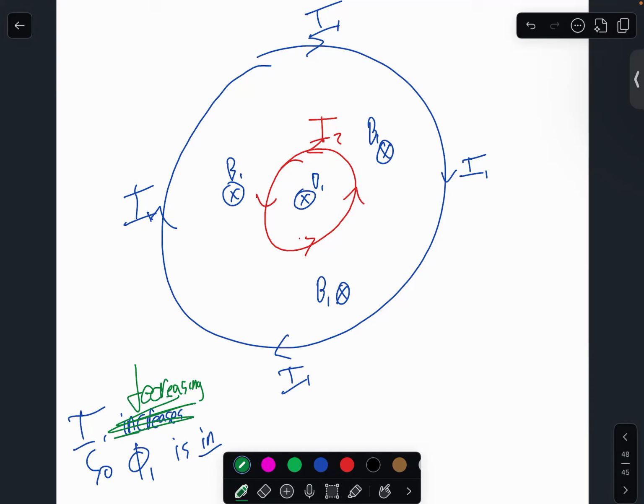Now think to yourself, what direction is the current here? What direction does this current have to go in order to make an inward pointing field? How do I make an in field? It must be the same direction as the original current. Feel okay with this?